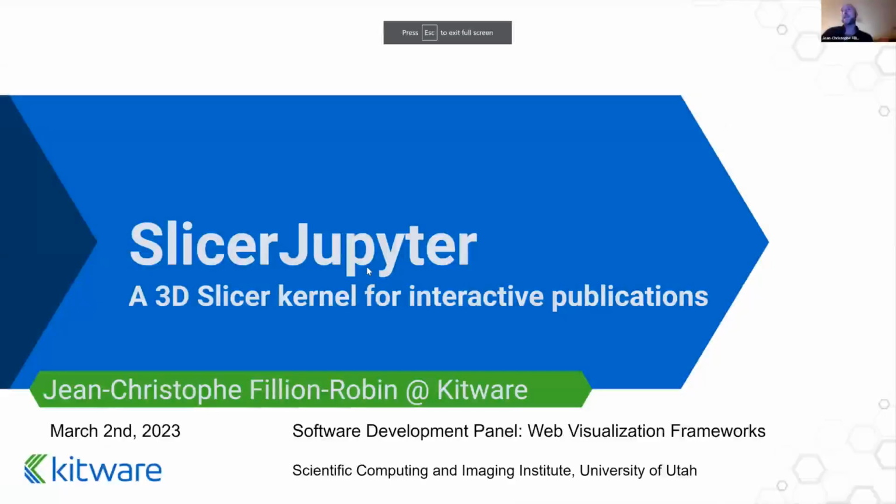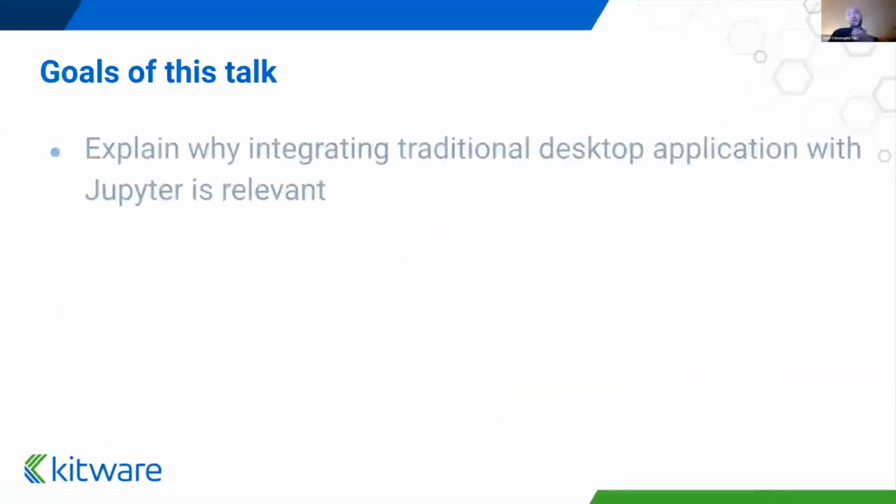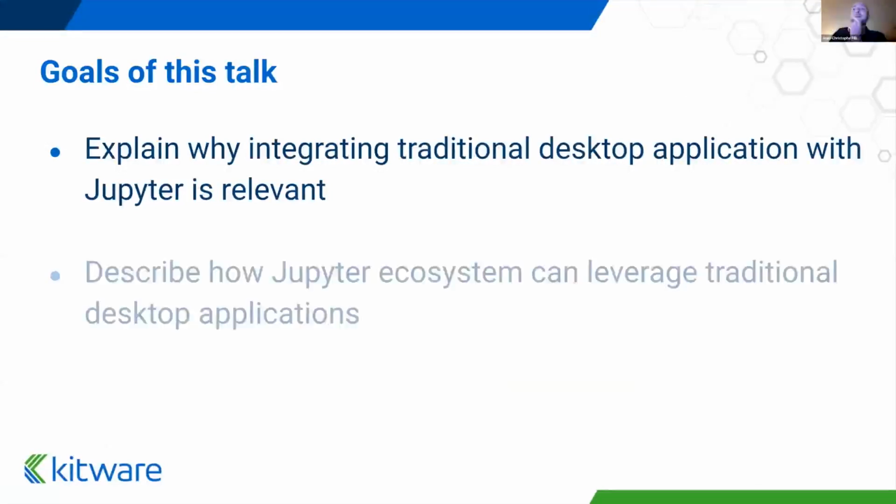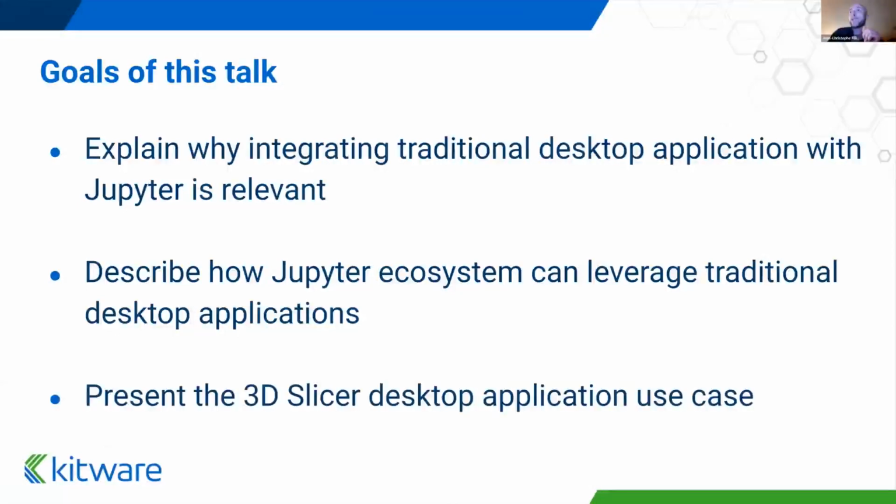Okay, this talk is a bit different from the other one. It's going to touch on all the aspects and focus on how to expose an existing desktop application and make it available for Jupyter Web. We're going to review why we do that, how we do that, etc. The goal of the talk is to explain why integrating a traditional desktop application in Jupyter makes sense, and then describe why it's useful in the context of the Jupyter ecosystem, and then present a specific use case that could be applied to other applications.